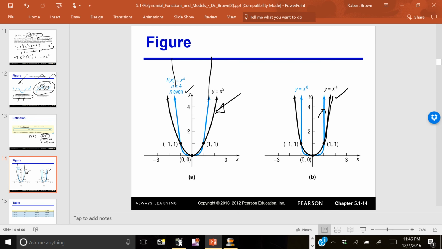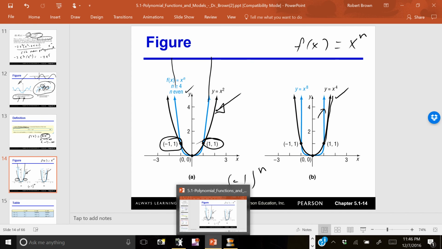Notice that f of x equals x to the n, when n is even, will always go through the points minus 1, 1 and plus 1, 1. That's because 1 to the n, when n is more than 0, is always 1. And minus 1 to the n, if n is even, you're going to always be positive.